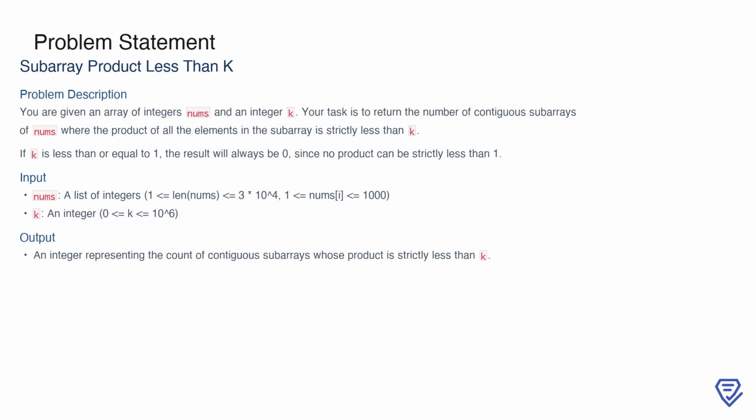The input includes the array nums and the integer k, with constraints ensuring the length of the array is between 1 and 30,000, and each element in nums is a positive integer between 1 and 1,000. The output will be an integer representing the total number of valid subarrays that meet this condition.